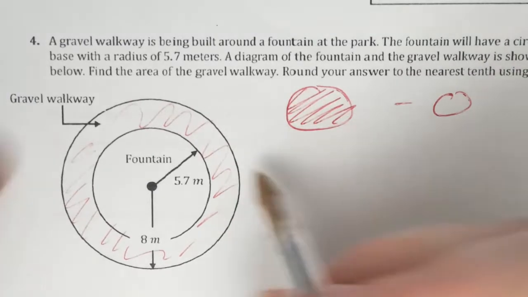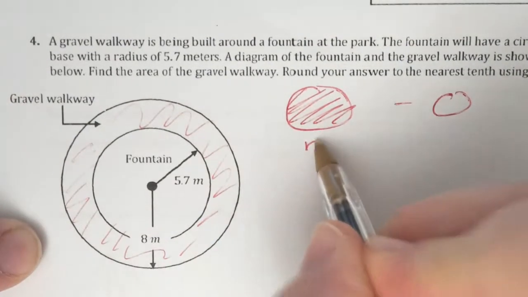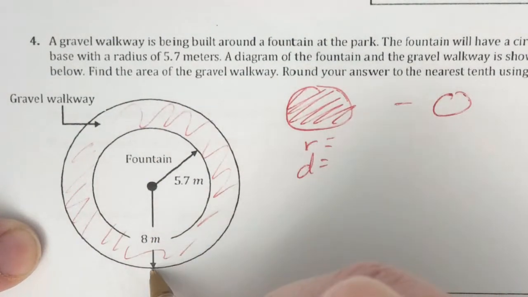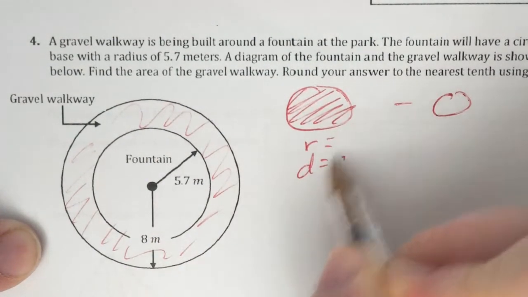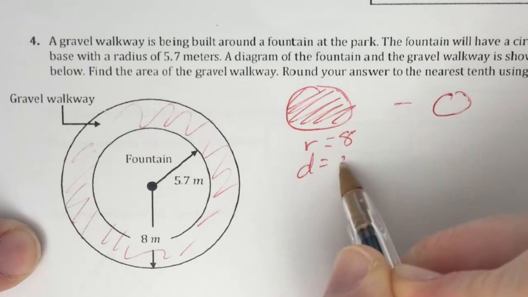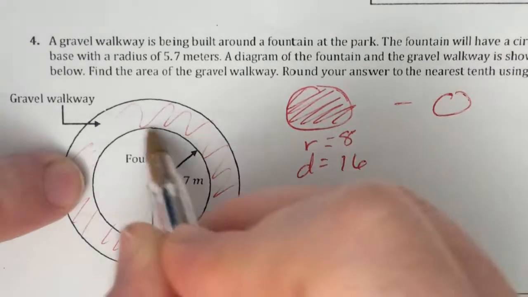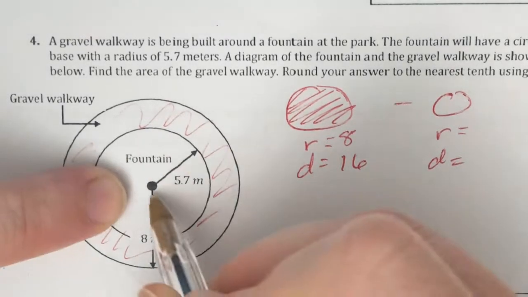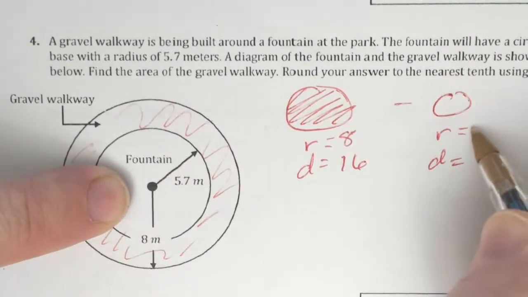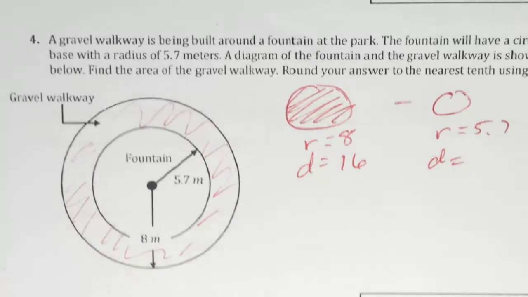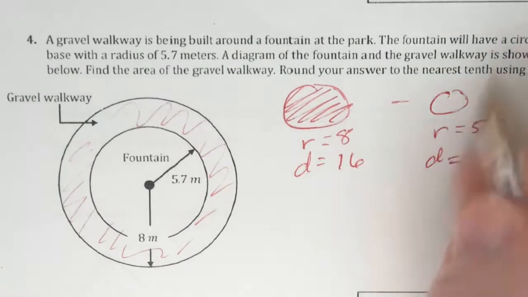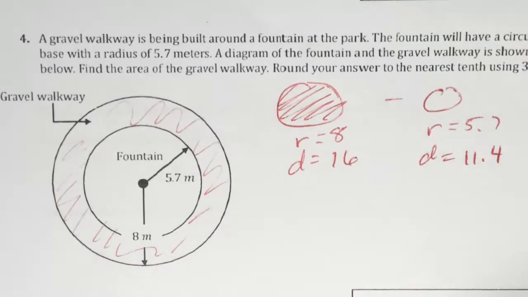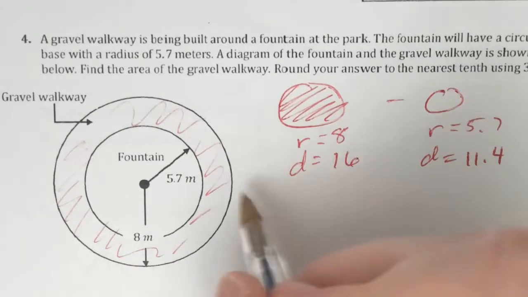Okay, so the big circle, what's the radius and the diameter? So on the big circle, from the center to the edge would be 8, and that's the radius. So then the diameter would have to be 16. And on the little circle, the radius from the center to the edge is 5.7. And just in case, 5.7 times 2, that would be 11.4 for the diameter. We may not need that, but we're safe no matter what they give to us.